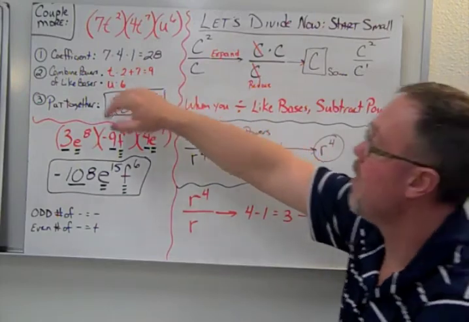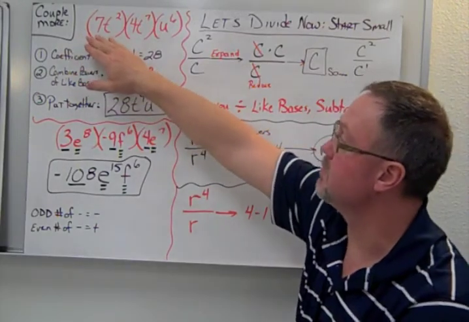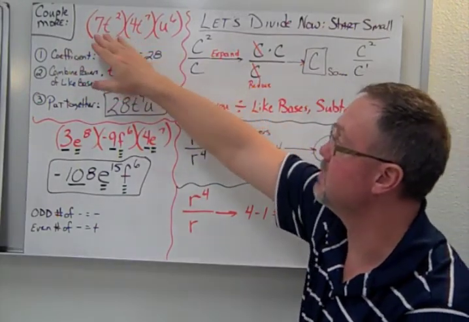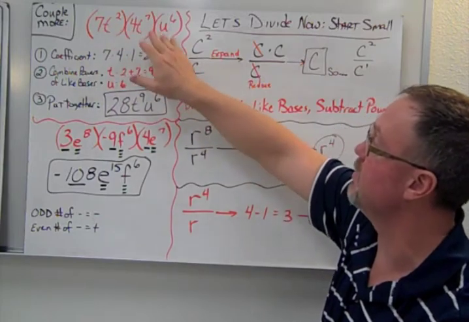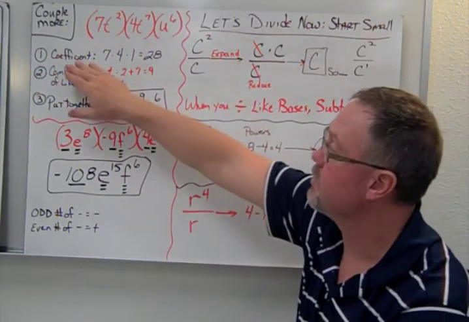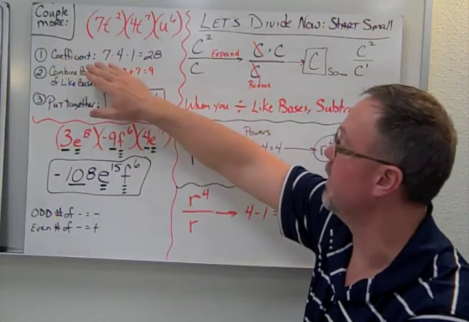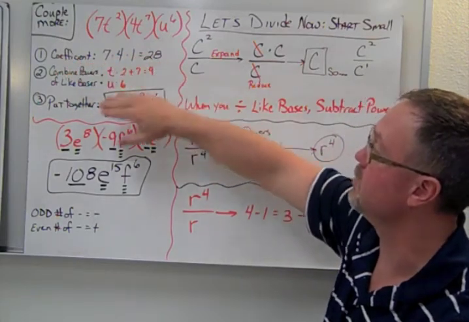So a few more. So we have some coefficients in front. So we have 7t squared, 4t to the 7th, u to the 6th. So I'm going to multiply my coefficients together. So 7 times 4 times 1 gives me 28.